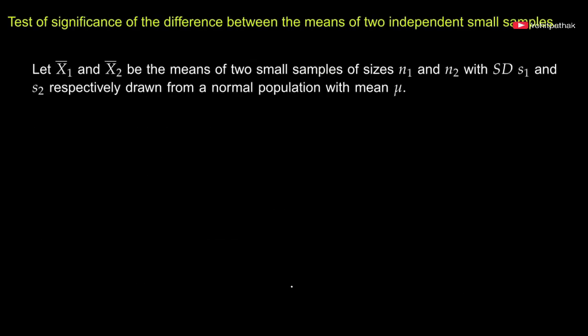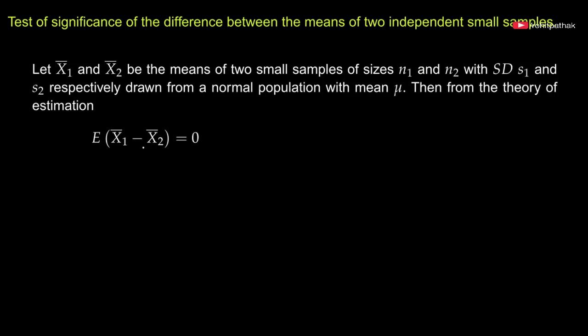Now discuss the test of significance of difference between means of two independent small samples. Suppose x1 bar and x2 bar are the means of two small samples of sizes n1 and n2 with standard deviations s1 and s2 respectively, drawn from a normal population with mean mu. Here we take either the same population or two different populations. From the theory of estimation, expectation of x1 bar minus x2 bar equals 0 in case we take the same population or two different populations with the same mean. In case we take two different populations with two different means, then this will be mu1 minus mu2.